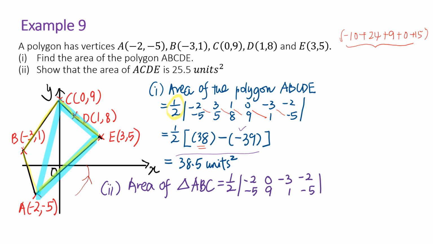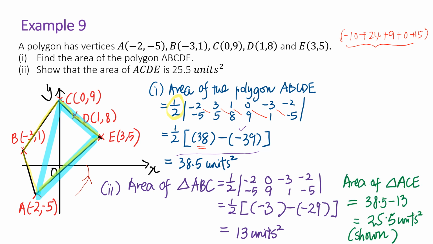Right, so I need to show that the area that's highlighted in blue is 25.5. So what I've done is I find the area of ABC first, which comes out to be 13 units square. And then I take 38.5 minus away 13 to get the area of ACDE. This one is ACDE. All right. And that is 25.5 units square. Okay.